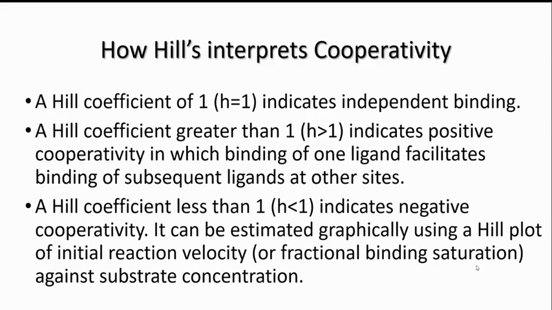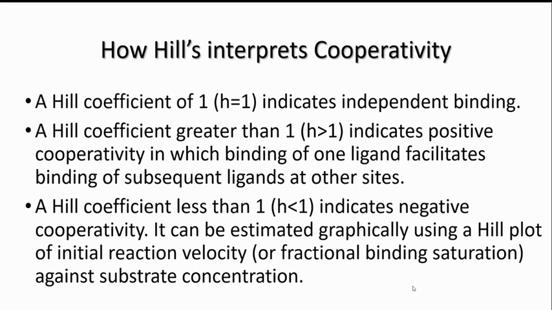What the coefficient means is that if it is equal to 1, it indicates independent binding. When we talk about independent binding, we are saying that the sites are not interacting. That's why we can't use that n as the number of sites, because it shows you that those sites are not interacting, or that it has only one binding site. Now when h is greater than 1, it shows you a positive cooperativity, and when it is less than 1, it shows you negative cooperativity.